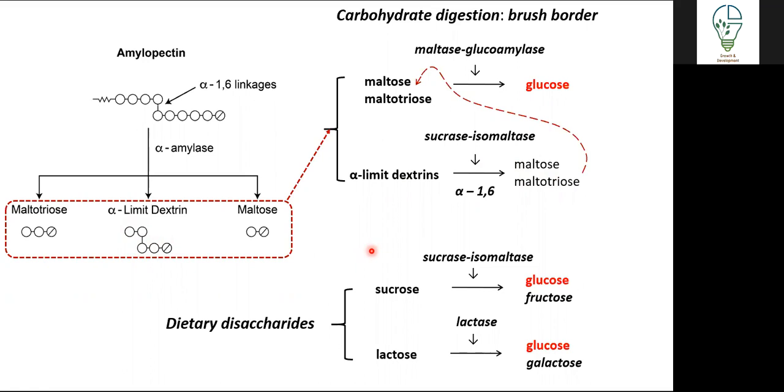So the full degradation of amylopectin is: first, alpha amylase will leave it as limit dextrin, maltose, and maltotriose. Then the limit dextrin will be broken down by the isomaltase in the sucrase isomaltase complex, and it will be turned into maltose and maltotriose. And then the maltose and maltotriose will be turned into glucose via the maltase glucoamylase. Is this clear? Okay. And again, this is happening in the brush border. The amylase step is in the pancreas.